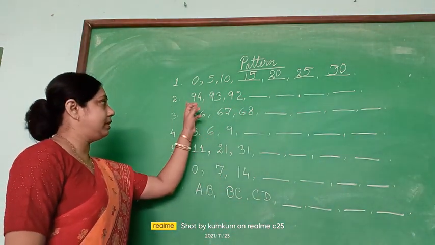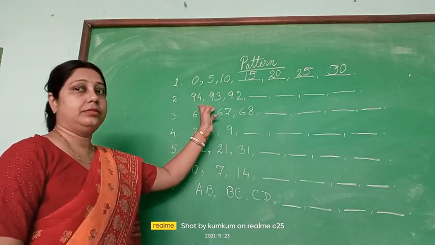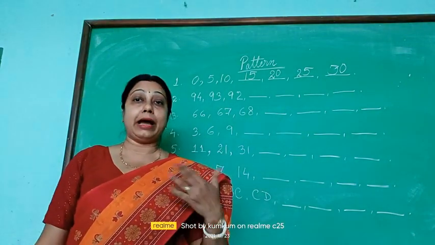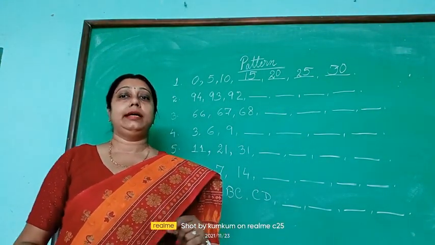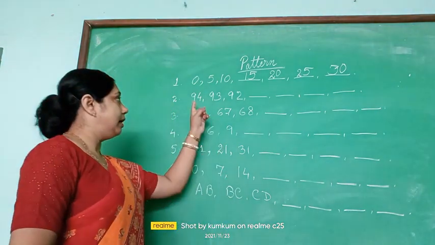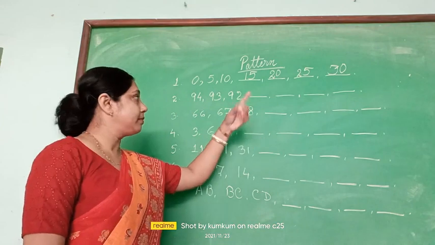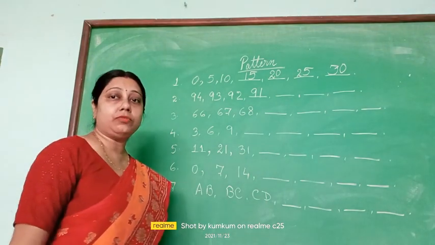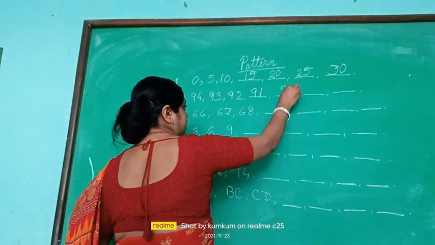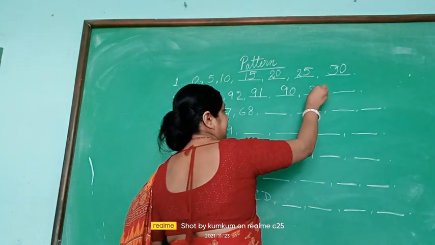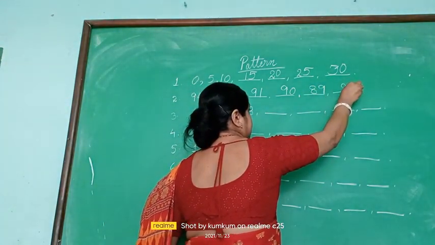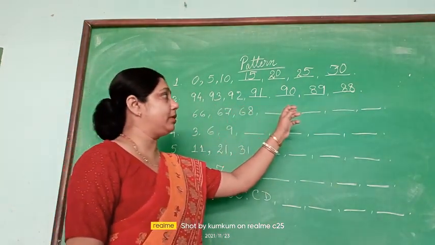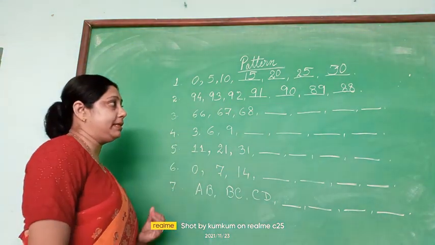Let us go to the next question. See 94, 93, 92. That means it is written in backward counting. The pattern we have to follow, it is written in backward counting. So 94, before 94, 93, then 92, then I will write here 91. Before 91 what comes? 90, then what comes? 89, then 88. See the backward counting? We have followed the backward counting, and this way we have completed the blanks.